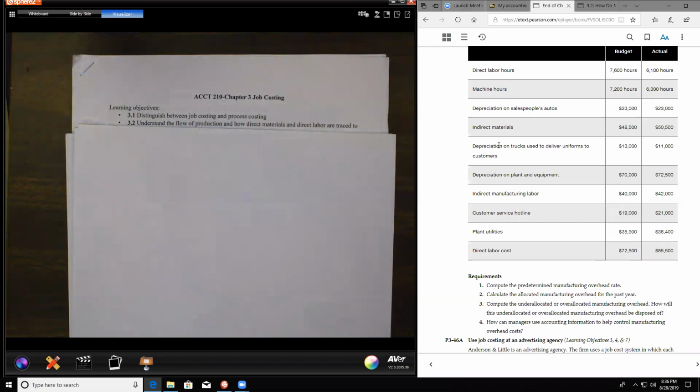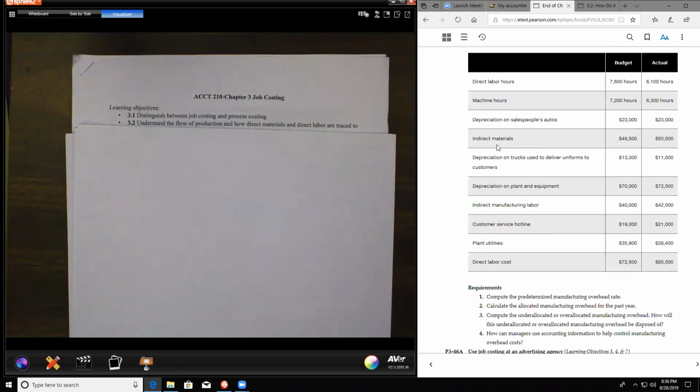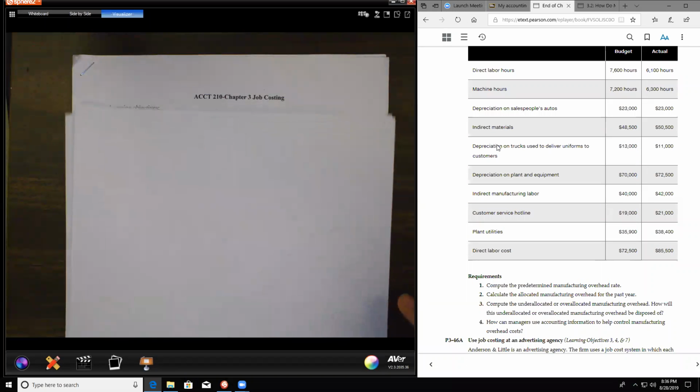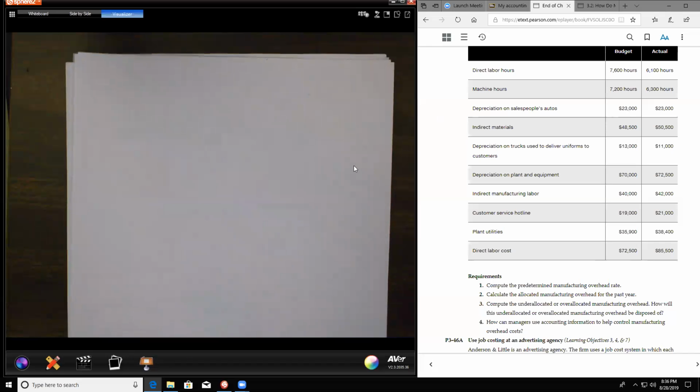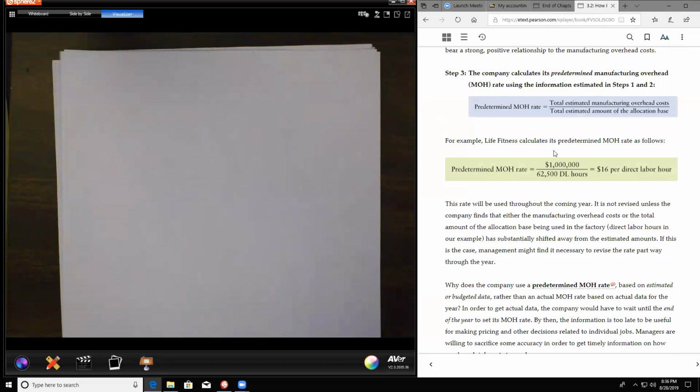Okay, so let's go to our example. That's in the textbook, question 45. For the first requirement, I use this screen. This side shows you the question, and this side shows my notes. First one, compute the predetermined manufacturing overhead rate, right? The textbook told you four steps.